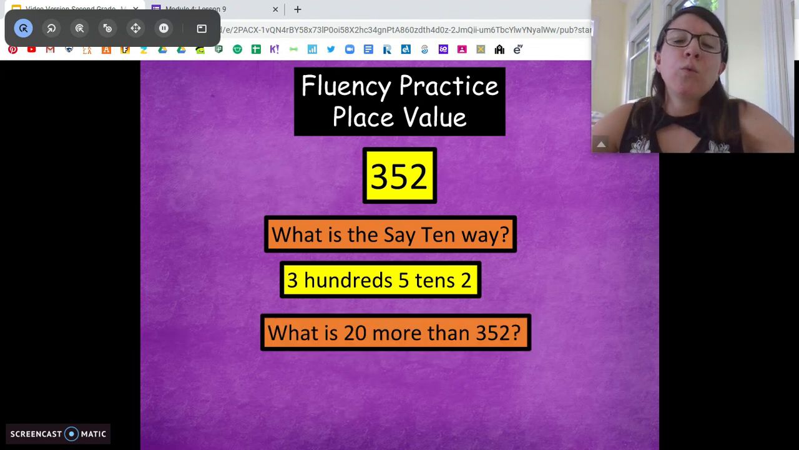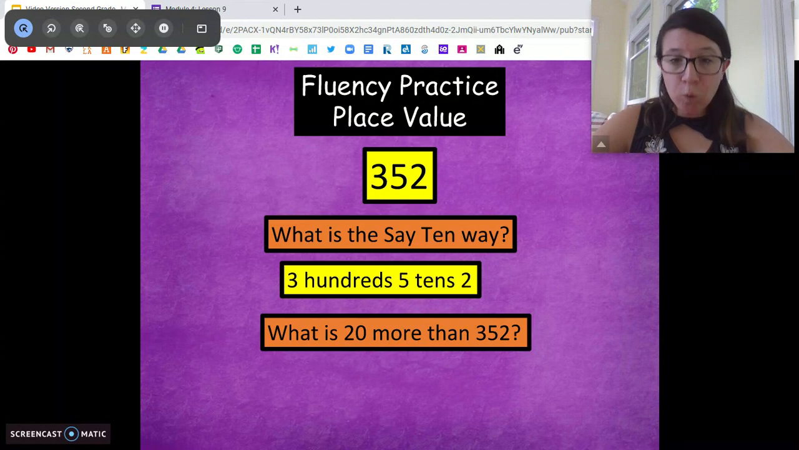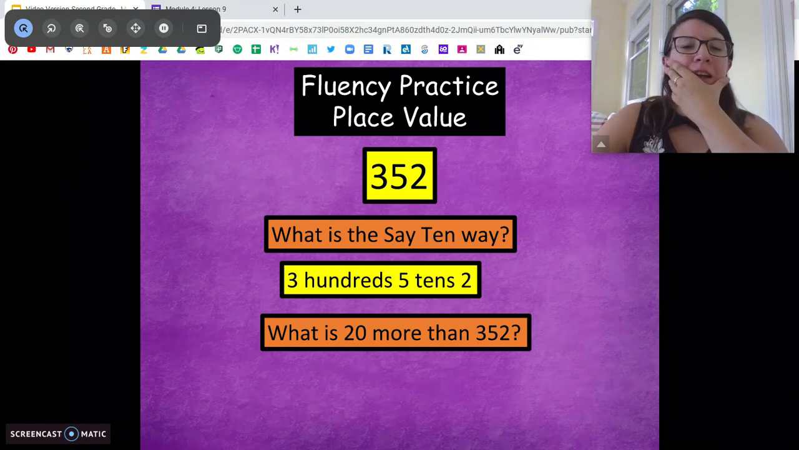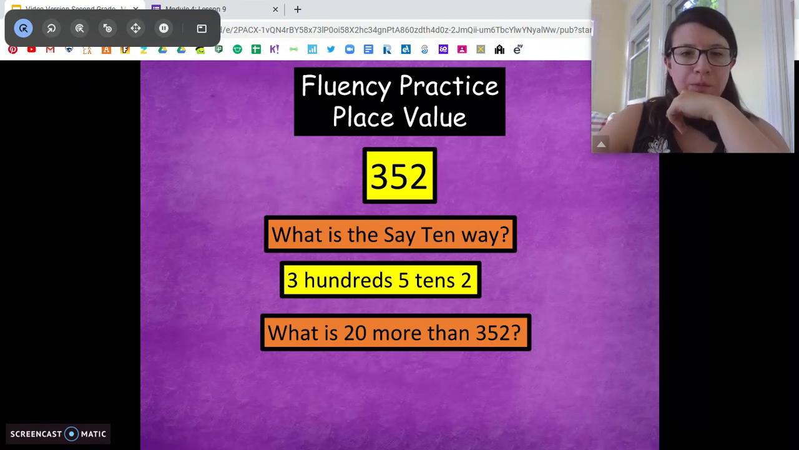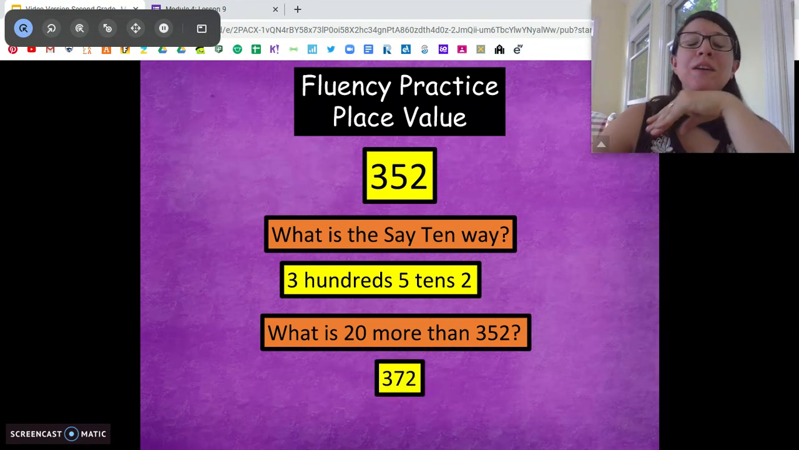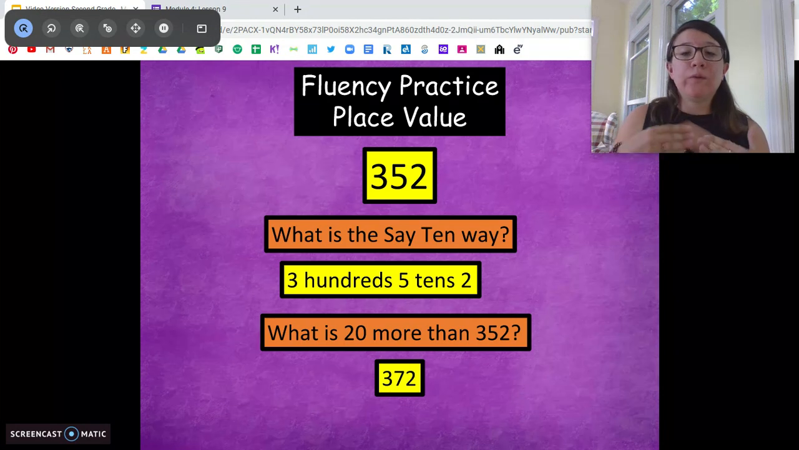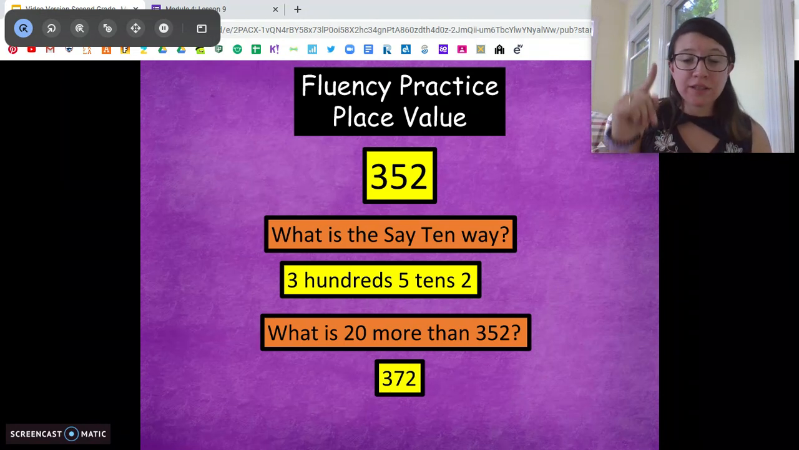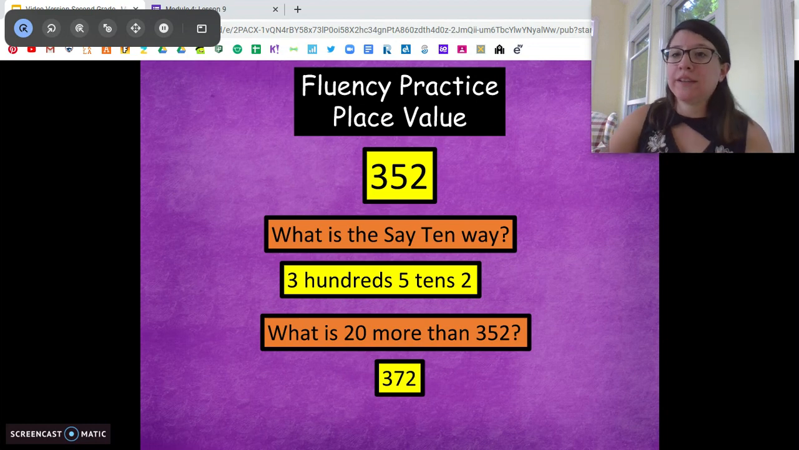Good. What is 20 more than 352? Think about how many tens are in 20 and how we would add that into there. 20 more than 352. 372. Awesome. So we're adding 2 more tens. So if we have 5 tens, 6 tens, 7 tens. So 300, 7 tens, 2 is 372.